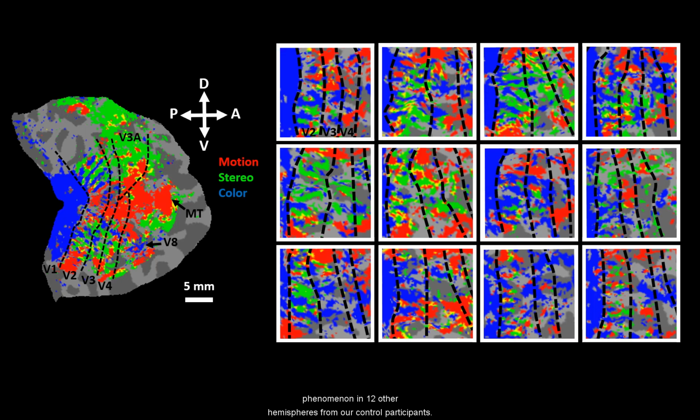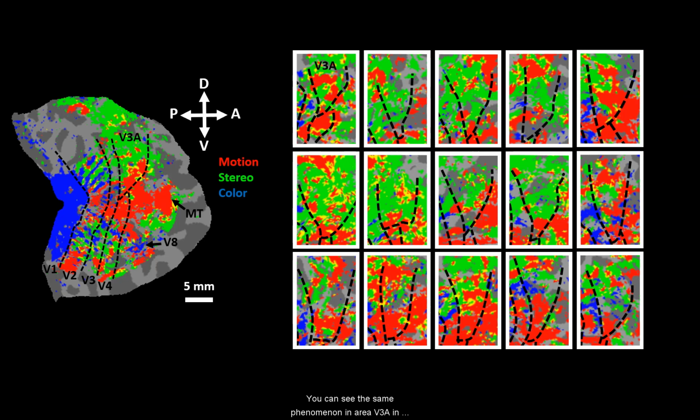This slide shows the interdigitation of motion, stereo, and color selective sites in the same control individual. Red, green, and blue colors show the location of motion, stereo, and color selective stripes as you saw in the previous slide. Here you can see more examples of this phenomenon in 12 other hemispheres from our control participants.